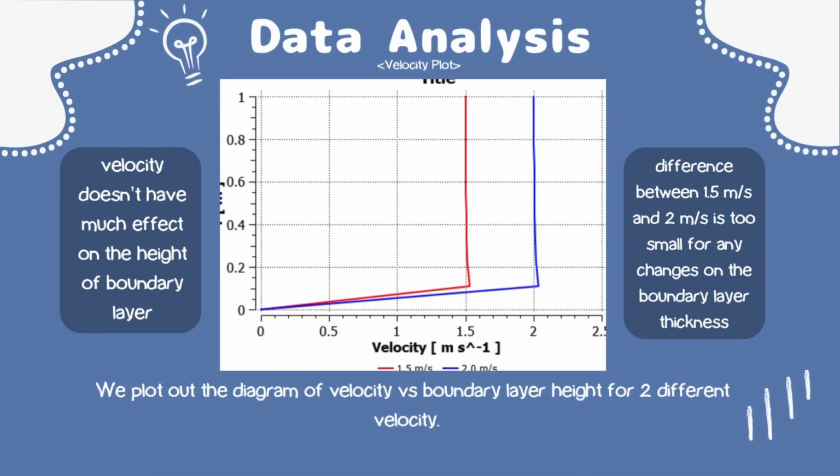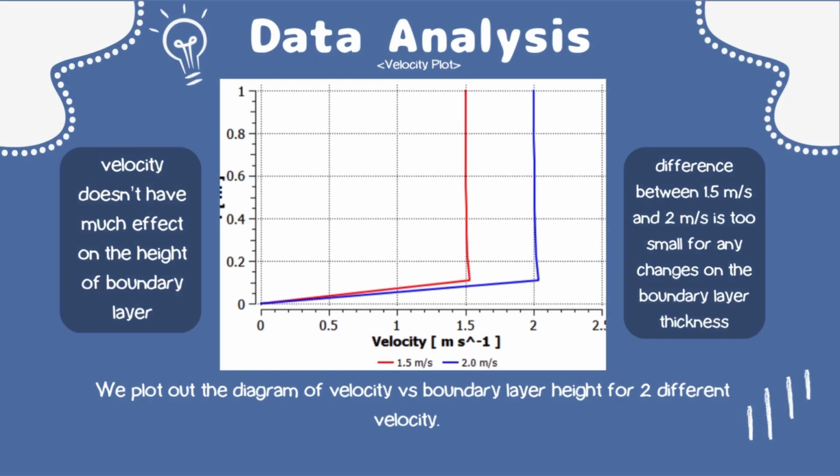Next, we plot out the graph of velocity against boundary layer height for two different velocities. According to this diagram, we can see that the velocity doesn't have much effect on the height of boundary layer. This is because the difference between 1.5 meter per second and 2 meter per second is too small for any changes on the boundary layer thickness. However, increasing velocity to, let's say, 50 meter per second would have a drastic effect on it.